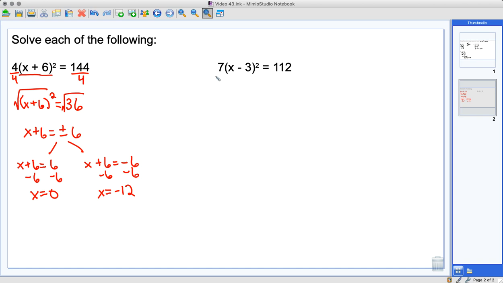All right, so divide by 7 on this one. So we get x minus 3 squared equals 16. Square root both sides. x minus 3 equals plus or minus 4. What I want you to do in your notes is finish out this problem. I'm going to check that you did it in your notes tomorrow during class.